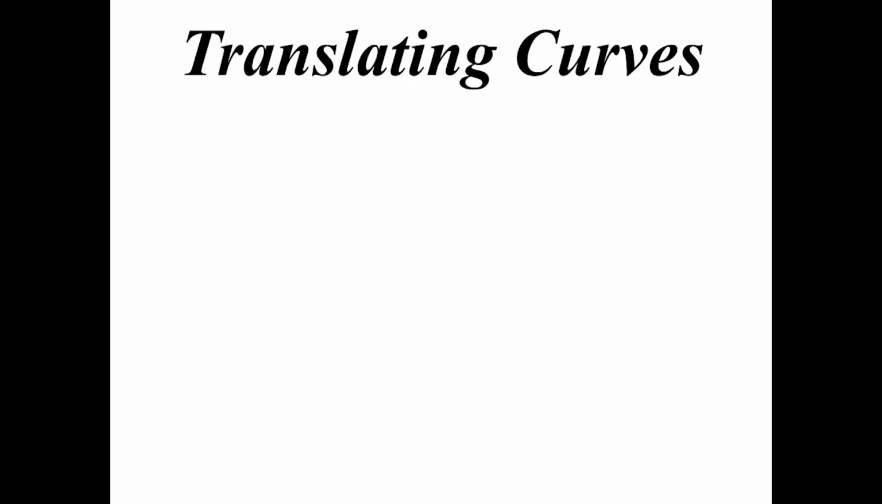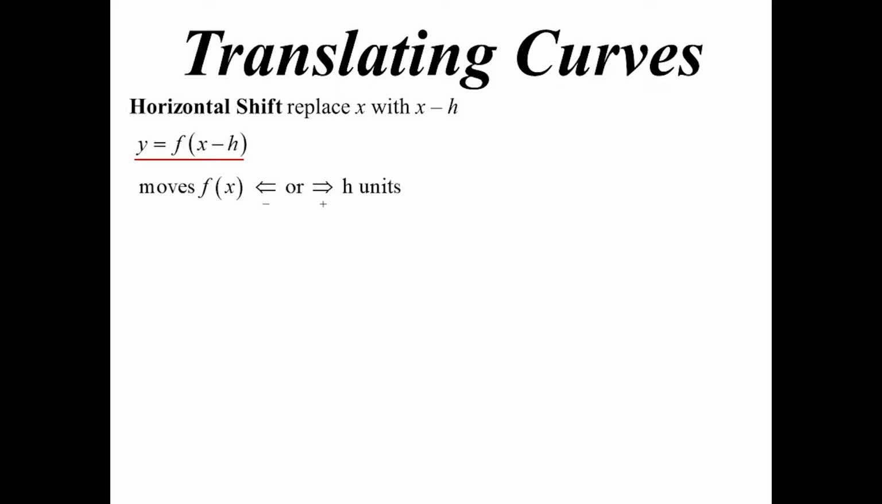Translating curves, so let's just recap the bits we've seen. You'll recall with a horizontal shift, we replace the x with x minus h. So y equals function of x minus h would mean we're moving it, depending on whether h is positive or negative, to the left or the right h units. If you're ever unsure, think about where you're moving the origin to, and to do that, you solve x minus h equals 0, and that tells you where the origin has been moved to.